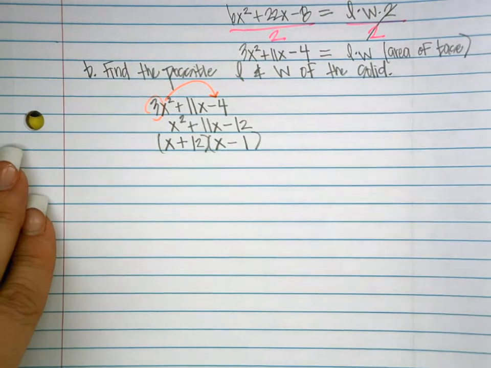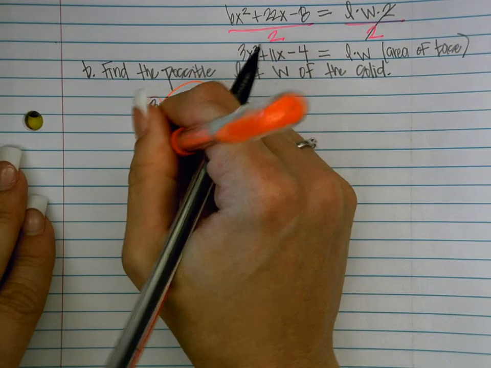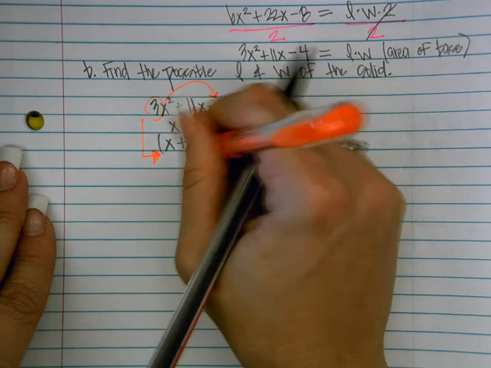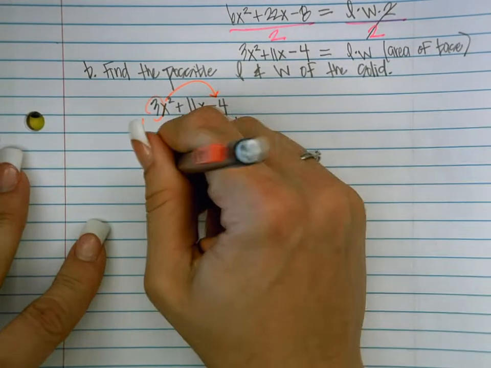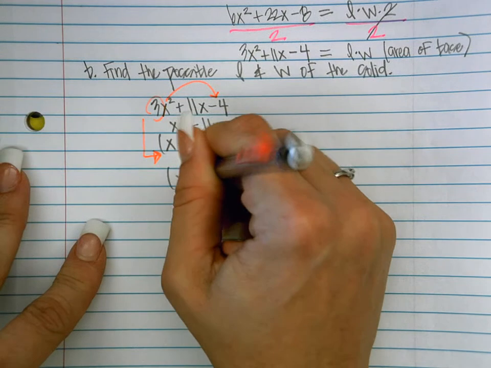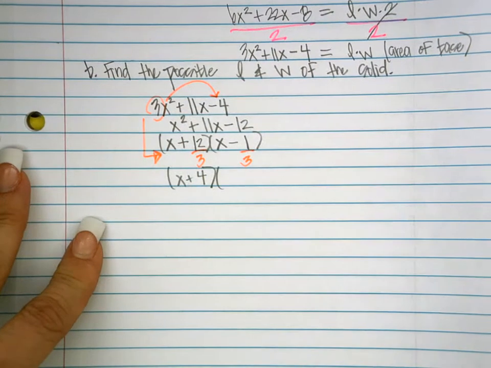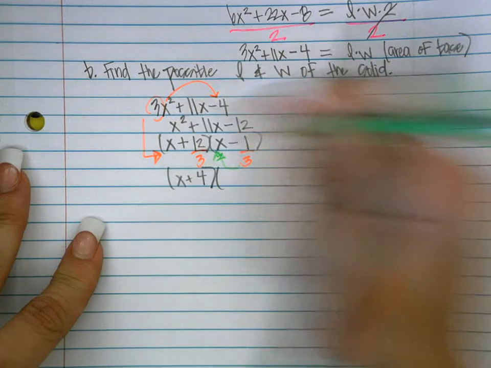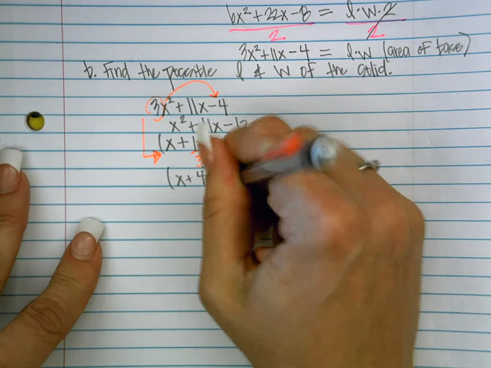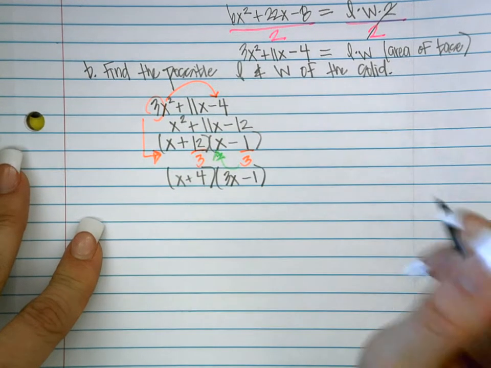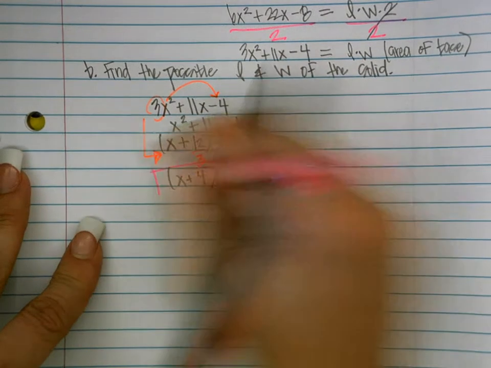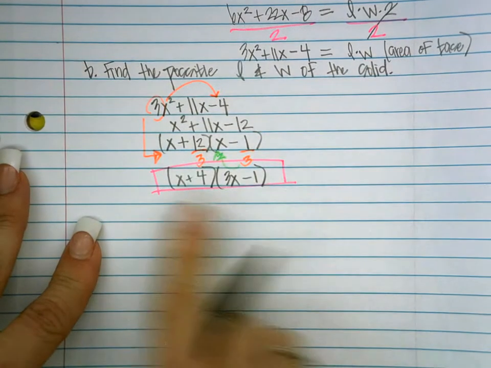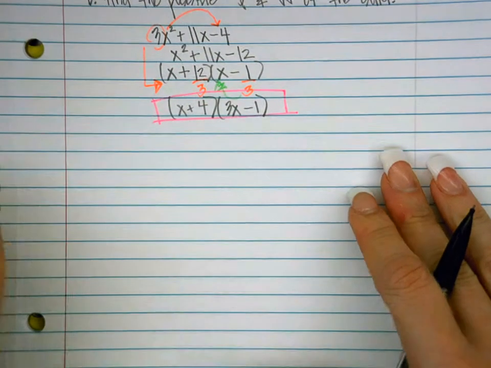Then bring back that front number, so over 3. If you can reduce, you should. So this first one breaks down to be x plus 4. The second one does not reduce, so it goes to the front of that parentheses. So 3x minus 1. So here, these are your possible length and width. I'm not asking for which one is which, but those are the two possible length and widths. Questions on how we did that?